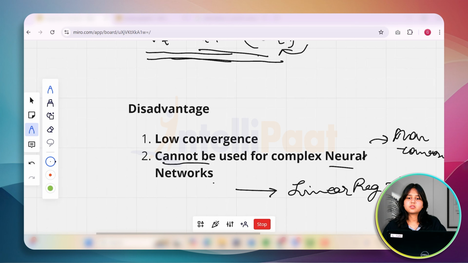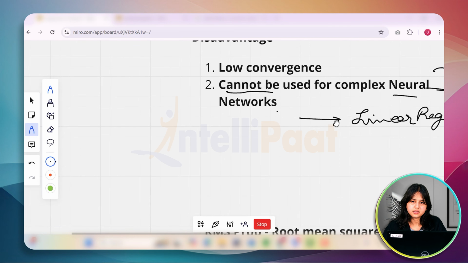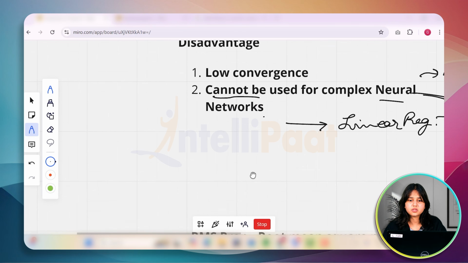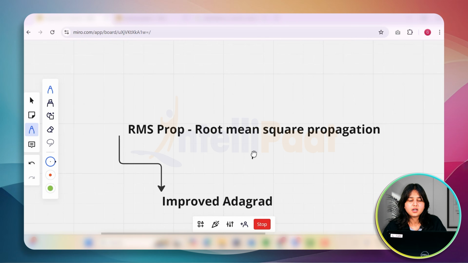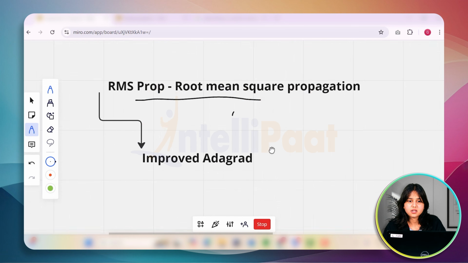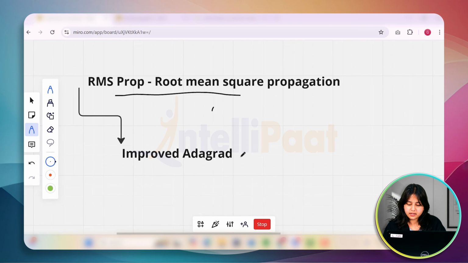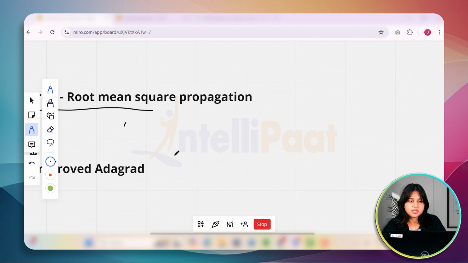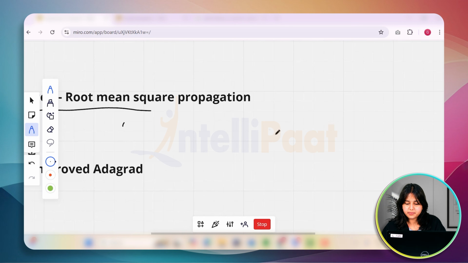So AdaGrad is not the preferred optimizer in this case. This is why we have a different optimizer, which is RMSProp, root mean square propagation. It is the improved AdaGrad, right? So let's look at the mathematics behind RMSProp.